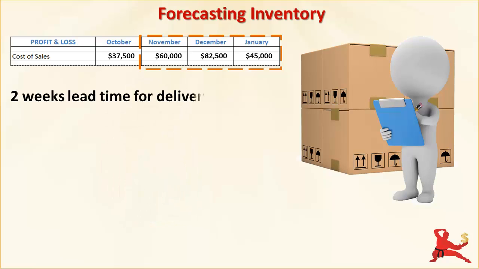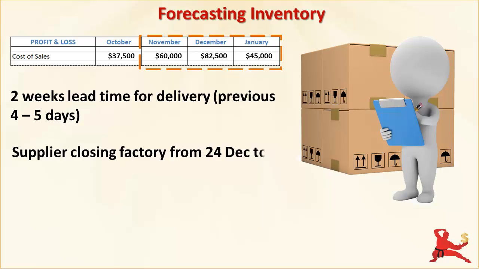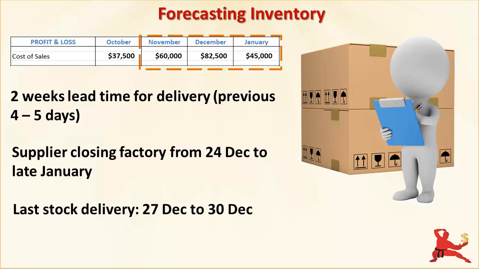Over September and October, we've been ordering inventory every 4 or 5 days, but our supplier has told us that we have to start holding more stock. With the busy holiday season coming up, our supplier cannot turn orders around so quickly. He needs about 2 weeks. Our supplier has also told us that he's closing the factory from Christmas until late January. He'll make last deliveries between the 27th and the 30th of December, but there'll be no deliveries after that until late January.